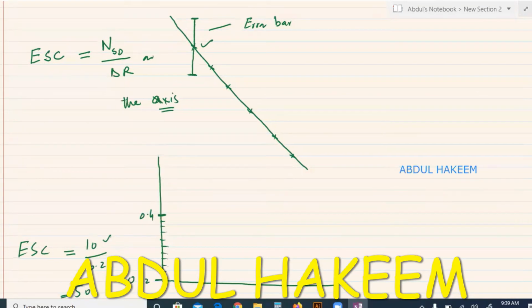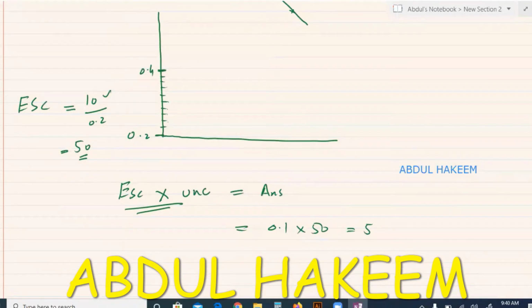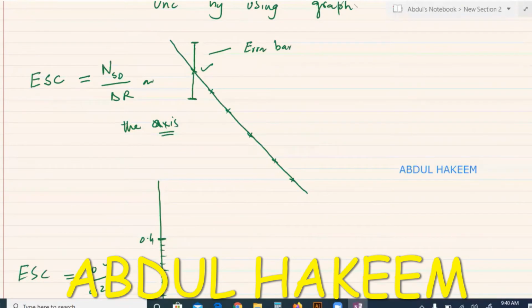So after calculating the error scale constant, we will calculate the size of the error bar. And this is the formula. And then we will draw the bar 5 boxes up, 5 boxes down, right? And similarly, we will continue.